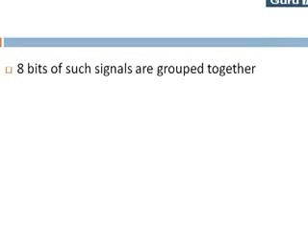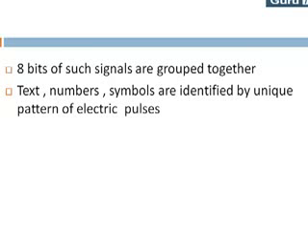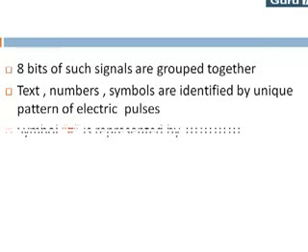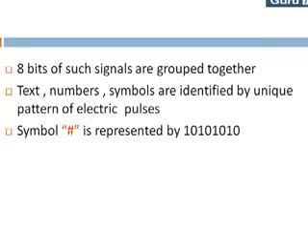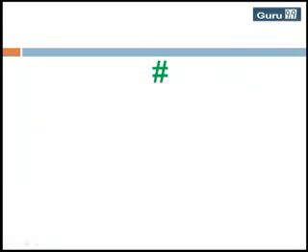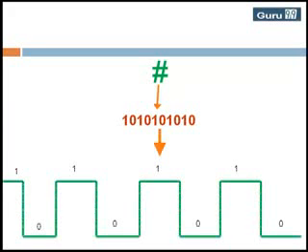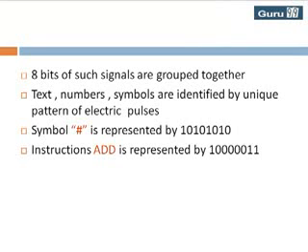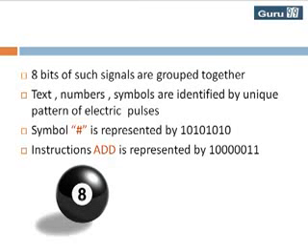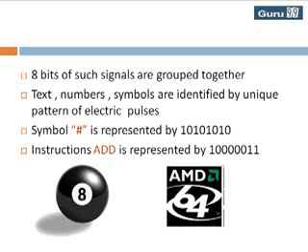8 bits of such signals are grouped together, and text, numerical, symbols are identified by unique patterns of these 8 electric pulses. For example, symbol, hash, is represented by pattern 10101010. Instruction to add 2 numbers is represented by pattern 10000011. This is 8-bit computing. Current-day processors are capable of understanding and decoding 64 bits at a time.